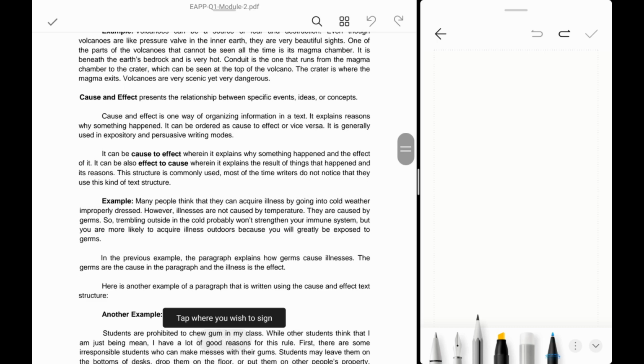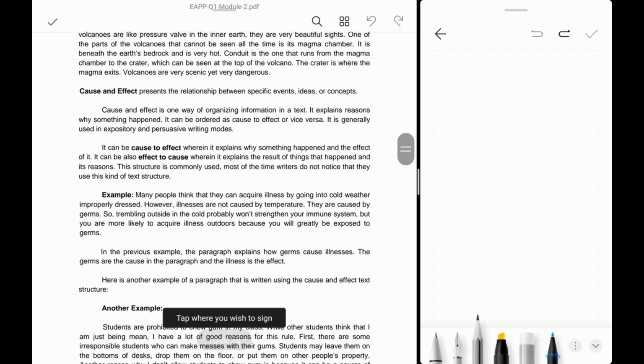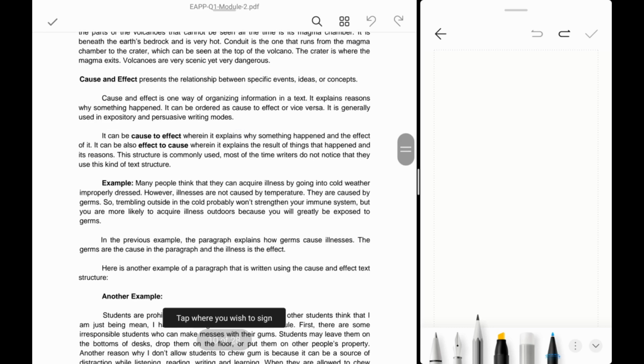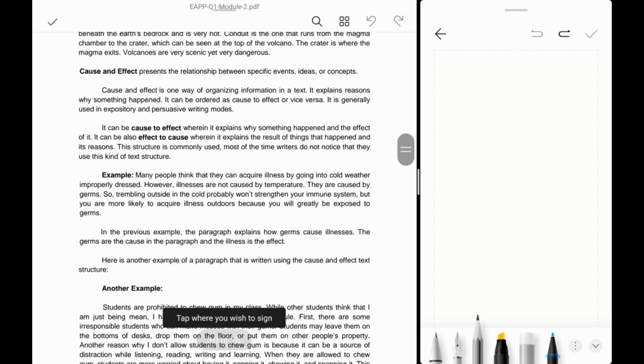Okay, so in the cause and effect, it presents the relationship between specific events, ideas, or concepts. As we all know, guys, when we say cause and effect, there is a reason and there is an effect or an outcome. So the cause is the reason and the effect is the outcome or the result. Okay, so cause and effect is one way of organizing information in a text. It explains reasons why something happened. It can be ordered as cause to effect or vice versa.